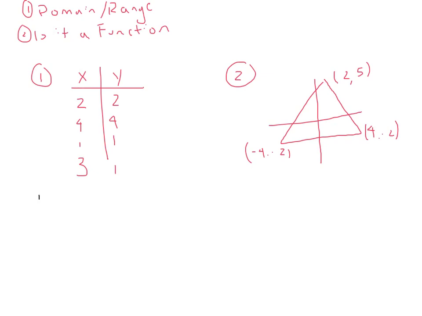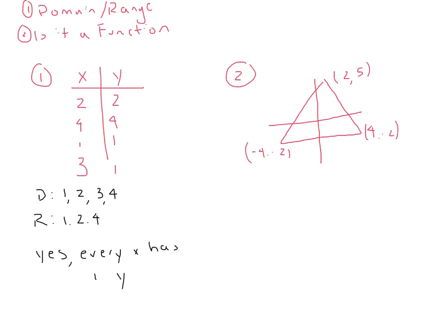All right, for this first example, our domain should have been 1, 2, 3, and 4. Our range should have been 1, 2, and 4. We should have said, yes, this is a function. Okay, every x has 1 y.